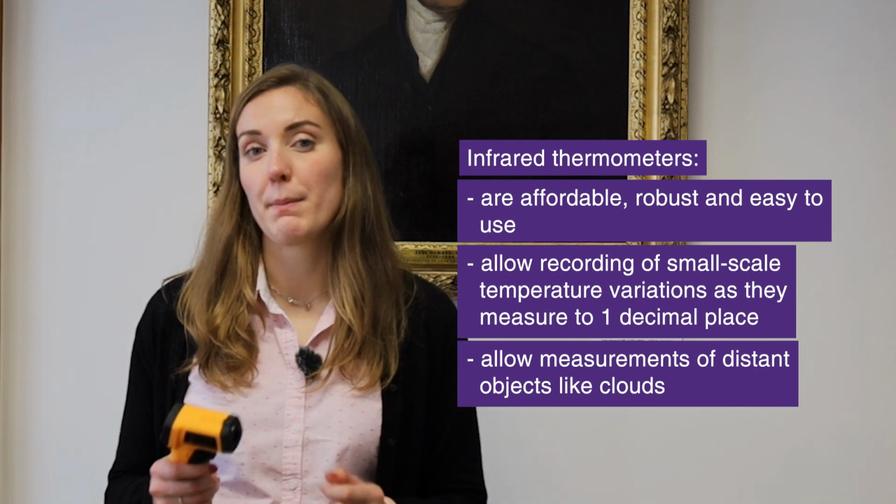IR thermometers work by measuring the heat from an object. It doesn't matter how close or far away it is, as long as it fills the field of view. Typically this means that an object 10 metres away from the thermometer needs to be 1 metre big to be able to be measured. An object 10 kilometres away needs to be 1 kilometre big.